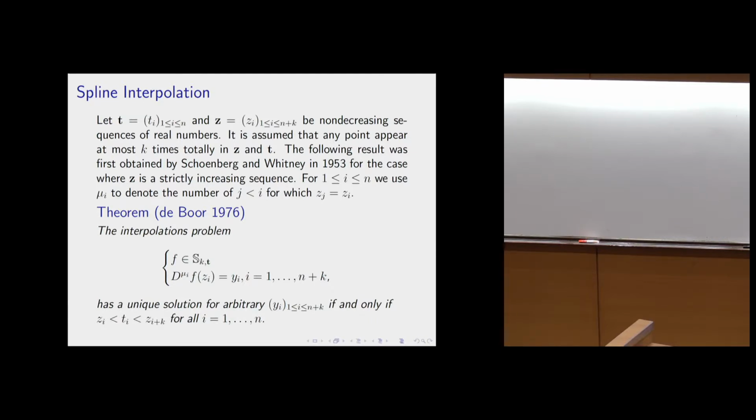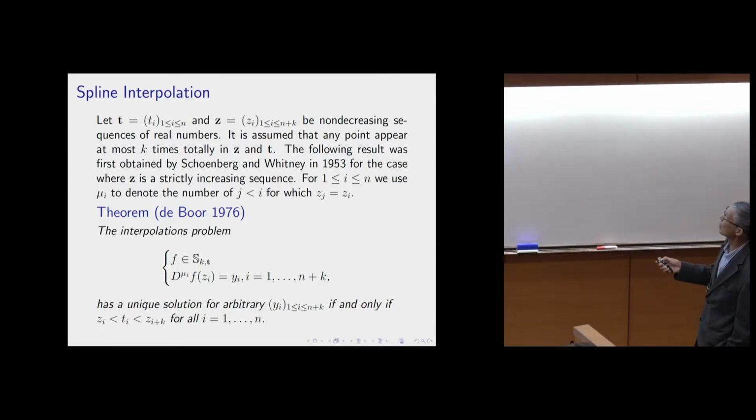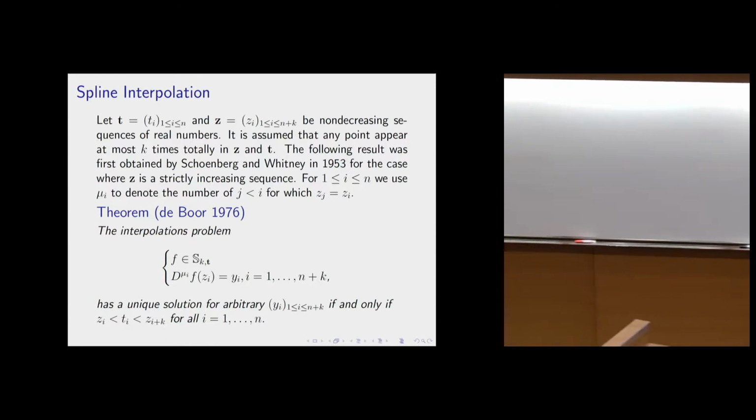So if we want to find a spline such that the spline interpolates y_i at the point z_i, but also with some derivatives, then it has a unique solution for an arbitrary right-hand side if and only if t_i is between z_i and z_{i+k}.